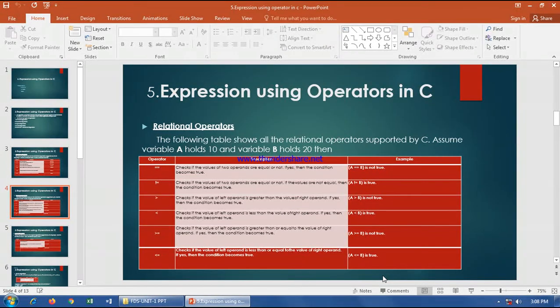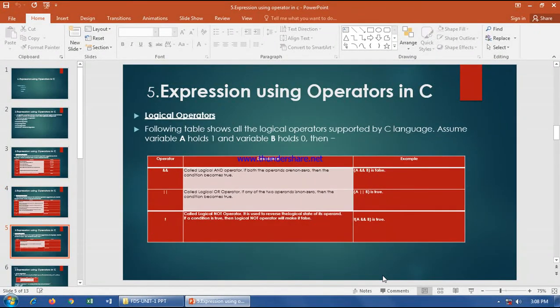We are assuming the value A is equal to 10, B is equal to 20. A is equal to B is not true. The second operator is not equal to. Here A not equal to B, so the condition is true. A greater than B is not true, A less than B is true, A greater than or equal to B is not true, and A less than or equal to B is true. So the result depends on whether the condition is satisfied; those are the relational operators.